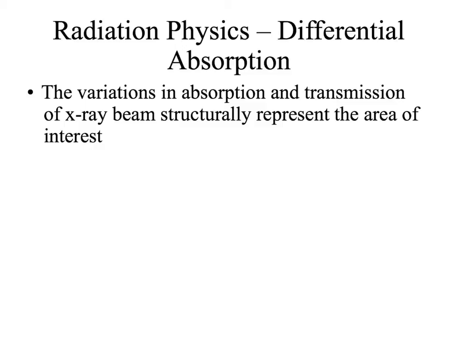So in radiation physics, we talk about differential absorption. This is kind of the umbrella term that we use for talking about the interactions that happen inside of the patient, right? And in CT, we're trying to measure those different kinds of ways that x-rays are absorbed by the patient, and that's what we're trying to record with the receptor, okay? So variations in absorption and transmission of the x-ray beam structurally represent the area of interest, right?